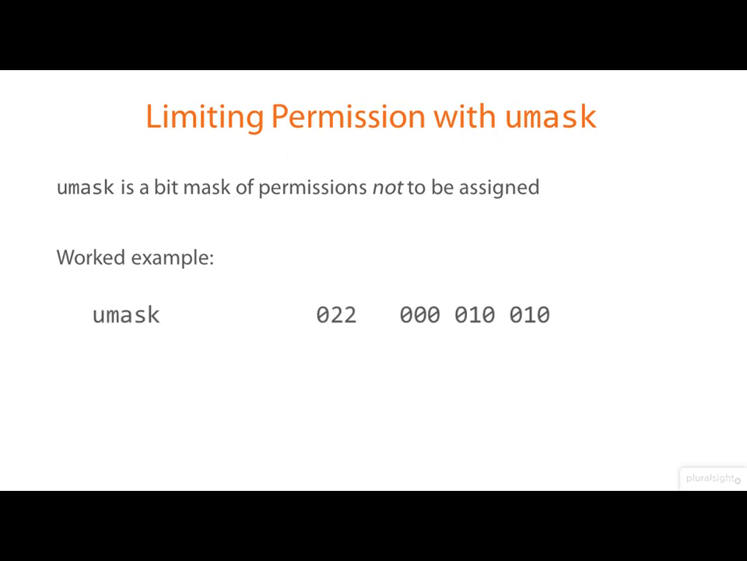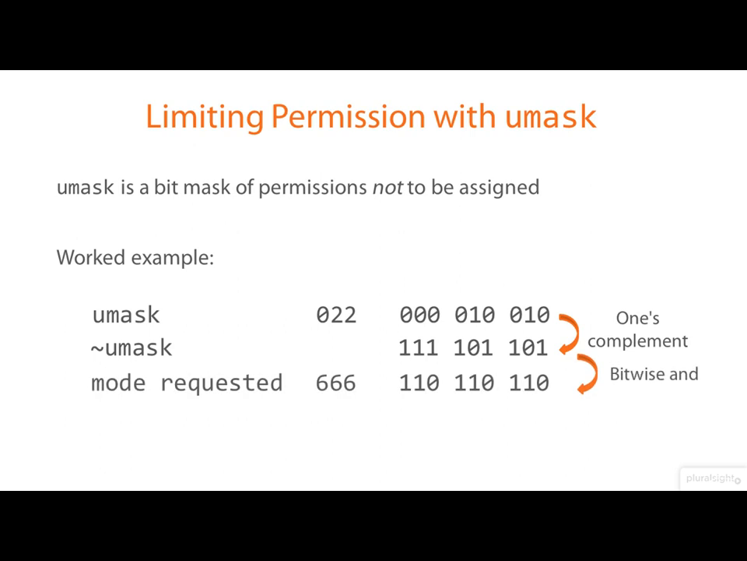However, it's not quite as simple as that, because every process carries around with it a value called the umask. Now, you may be familiar with getting and setting the umask using the umask command on the command line. The umask is a bit mask of permissions not to be assigned. That's a little confusing, so let me give you a worked example. A typical value for the umask is 022. If we write that down in binary, we would get 000, 010, 010, as I've shown. If we take the ones complement of that, we get 111, 101, 101. So there we're just flipping the zeros to ones and the ones to zeros.